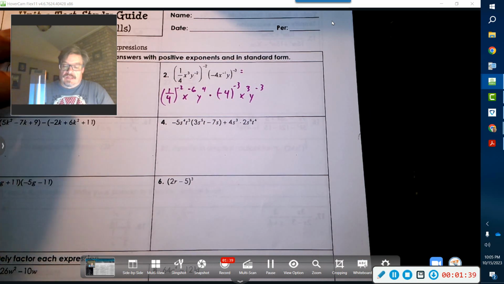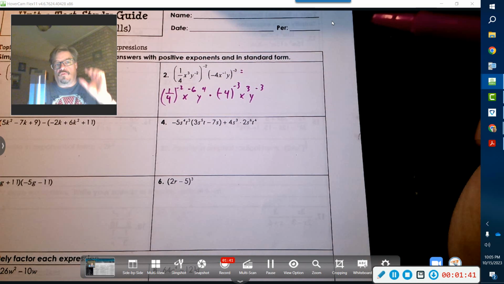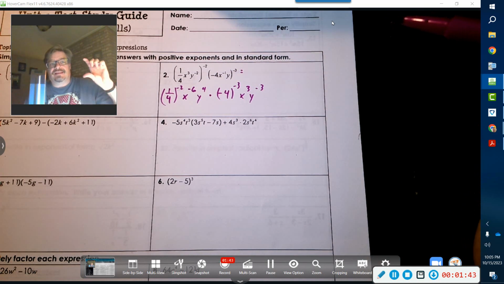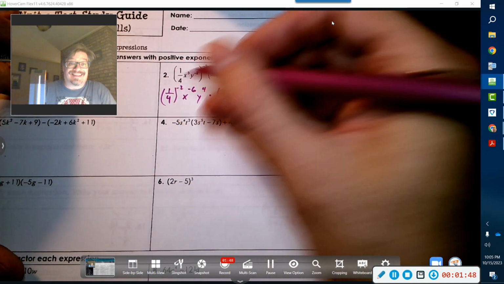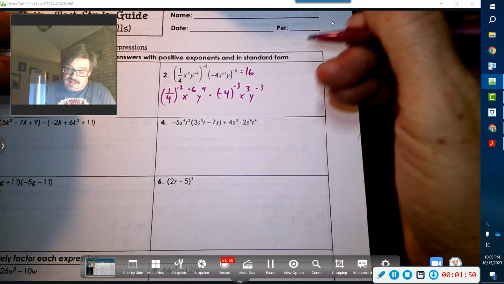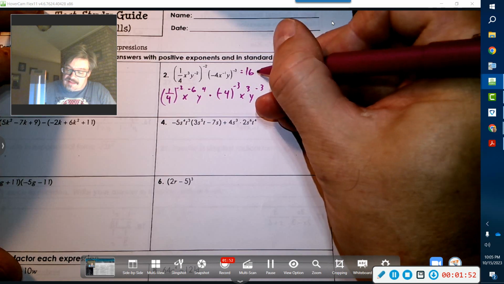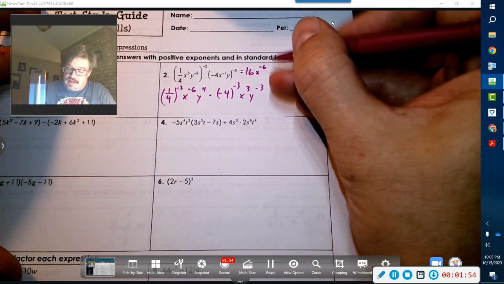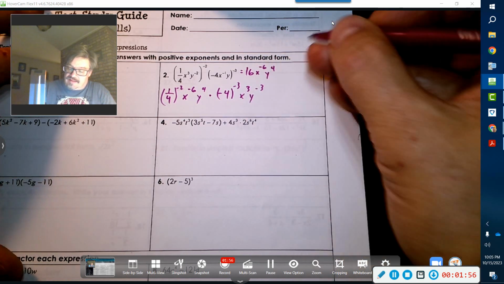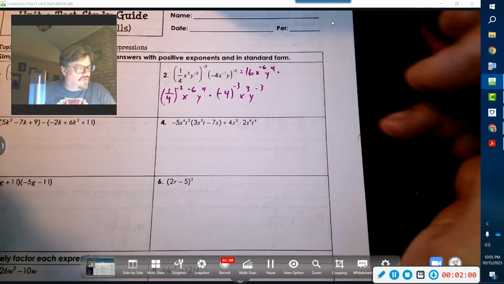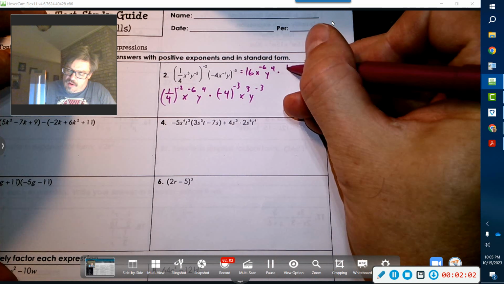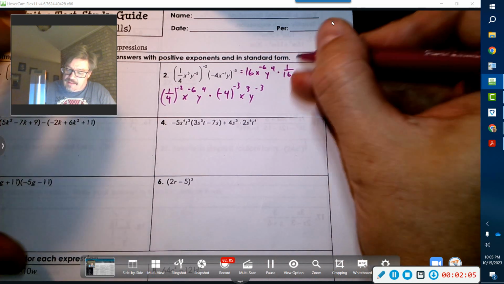Okay? So 1/4 raised to the negative 2 means it's actually 4 raised to the positive 2. So that is 16. So that's 16. The x is negative 6, y is 4. This one is going to be 1 over 64, I'm sorry, 64.